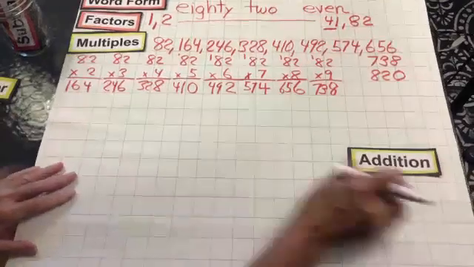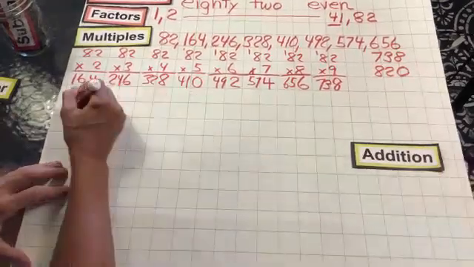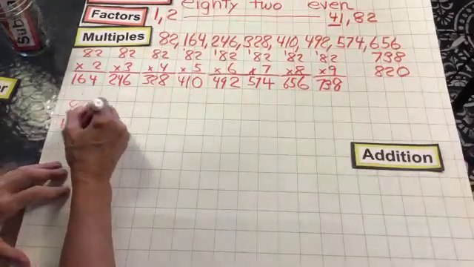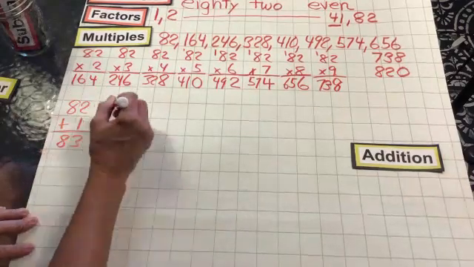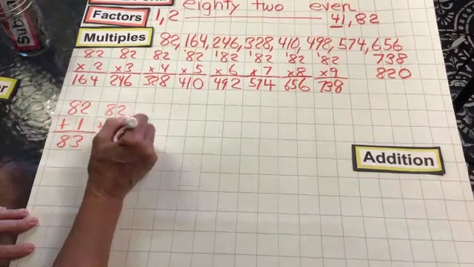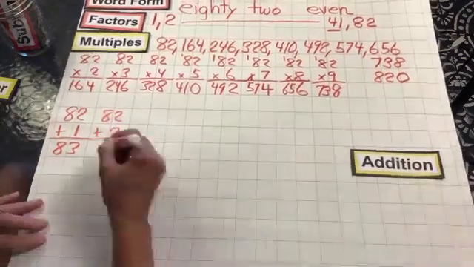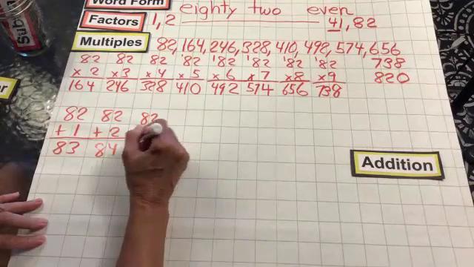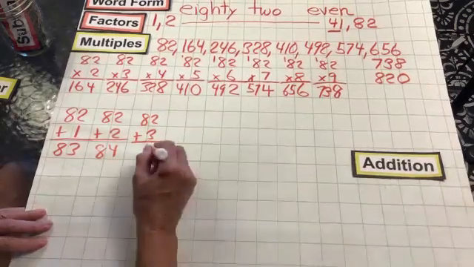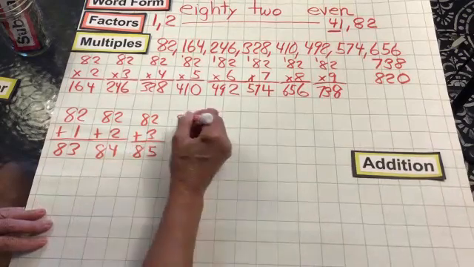So I'm going to move my paper up a smidgen here. And we have 82 plus 1. Well, 2 plus 1 is 3. 8 plus nothing is 8. 82 plus 2. 2 plus 2 is 4. 8 plus nothing is 8. 82 plus 3. 2 plus 3 is 5. 8 plus nothing is 8.